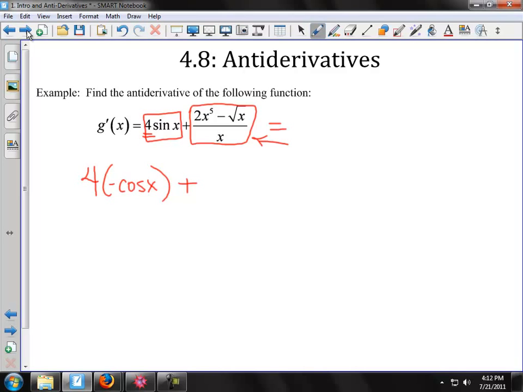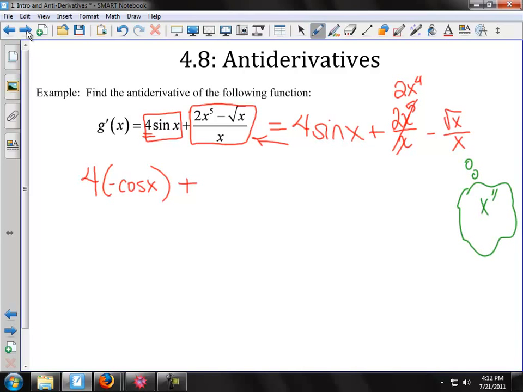So we're going to rewrite this as 4 sine of x plus 2x to the 5th over x minus square root of x over x, which is really just, this is 2x to the 4th, and this is square root of x divided by x, so we're thinking x to the 1/2 over x. And remember, if you're dividing, you subtract exponents. So we're actually going to end up with x to the negative 1/2 over here.